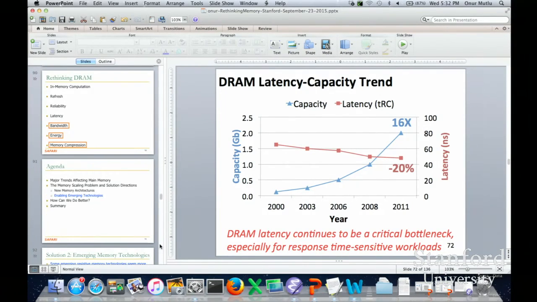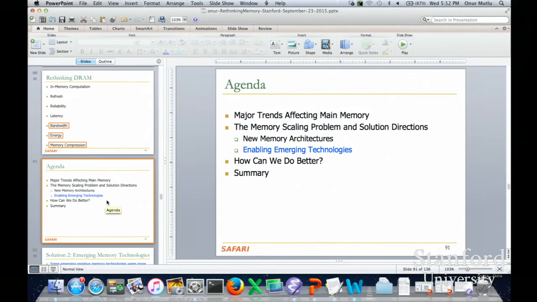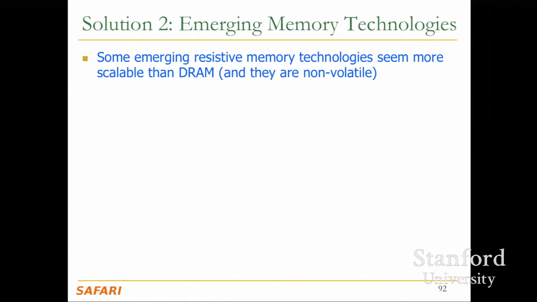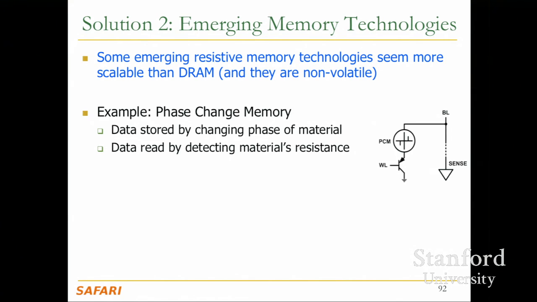But let me move into this one, which is also exciting. So it's hard to pick from multiple exciting things. But I'll pick this one. So let me talk about the second solution direction, which is enabling emerging memory technologies. And this is actually very promising, in my opinion, because there are some resistive memory technologies that seem more scalable than DRAM. One example is phase change memory, which you may have heard of.